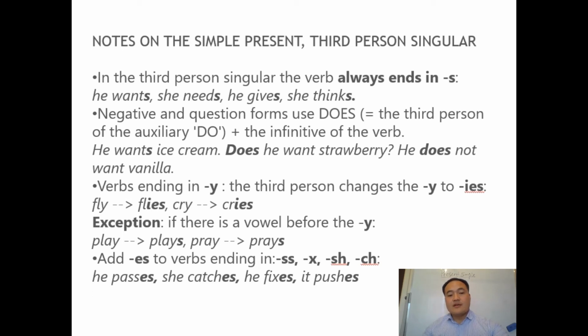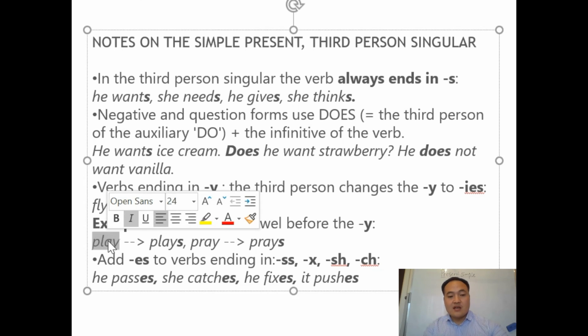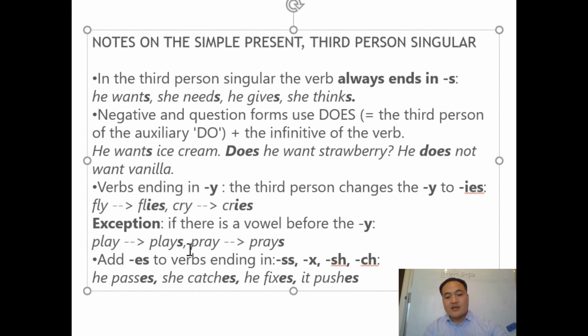And the next one is verbs ending in y. In the third person, the y changes to ies. Fly, flies, cry, cries. The exception is if there is a vowel before the y: play, plays, pray, prays. So a vowel means the letter in front of the y is a vowel, as you can see, so here the y doesn't change into ies.